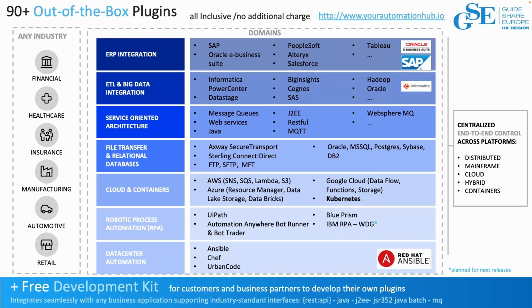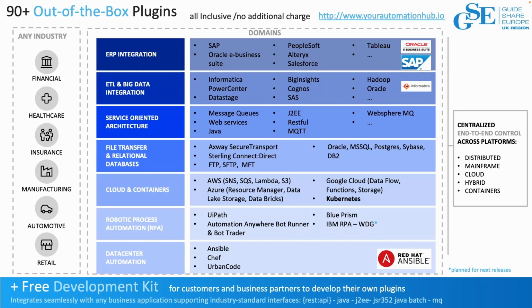So with our product, you can manage both the rest of your workloads, the rest of your applications, and also RPA tools. In particular, UiPath, Automation Anywhere. We are integrating right now with IBM RPA. So it's planned for the second quarter of 2023.